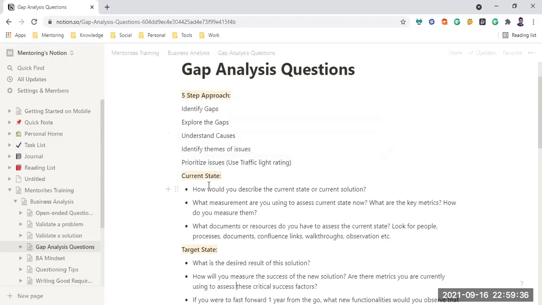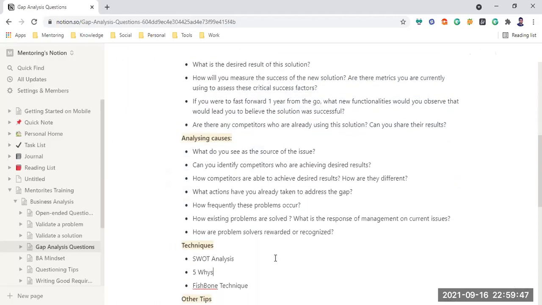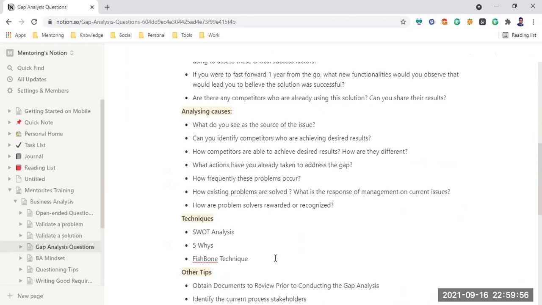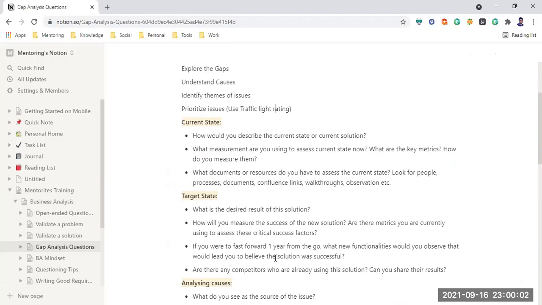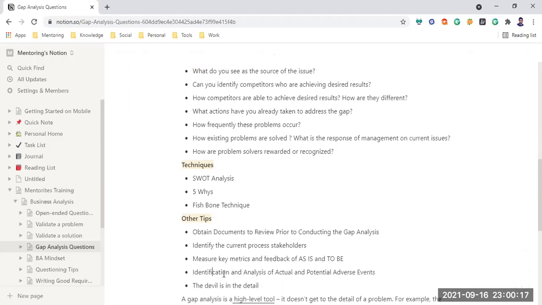If you want to understand the current state, ask these questions. Use these questions as references. And if you want to understand the target state, use these questions. Then for analyzing causes, I've created questions that you can ask at each stage. You can also come up with a list of gaps using techniques like SWOT analysis, 5 Whys, or the fishbone technique that we have seen. That will also give you a lot of gaps between the to-be and the as-is.